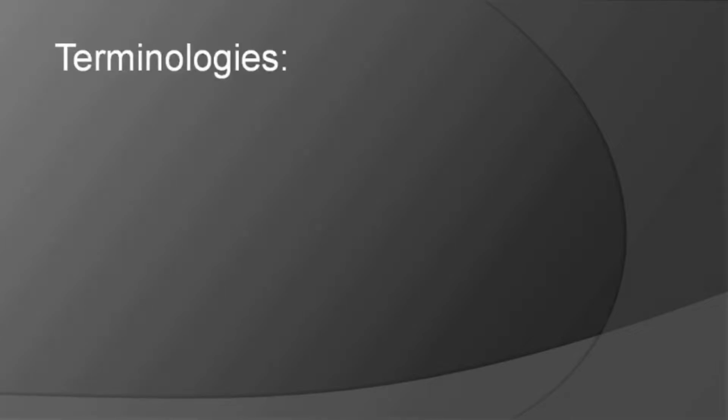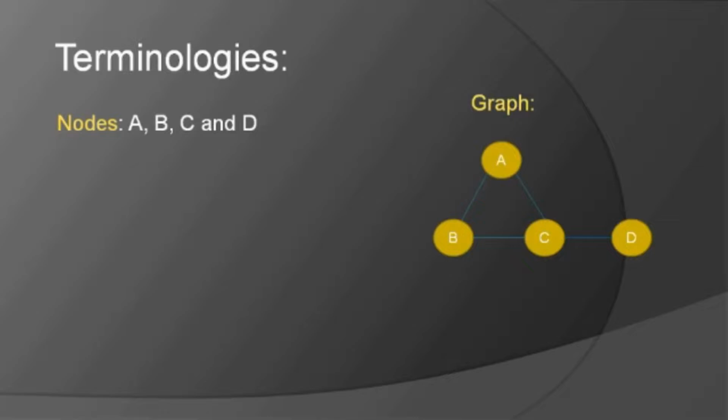Let's go over the terminologies. We will use the graph example from before. We have our nodes A, B, C, and D. Then we will form the sets based on the graph. A, B, and C could form a set and D could form another.